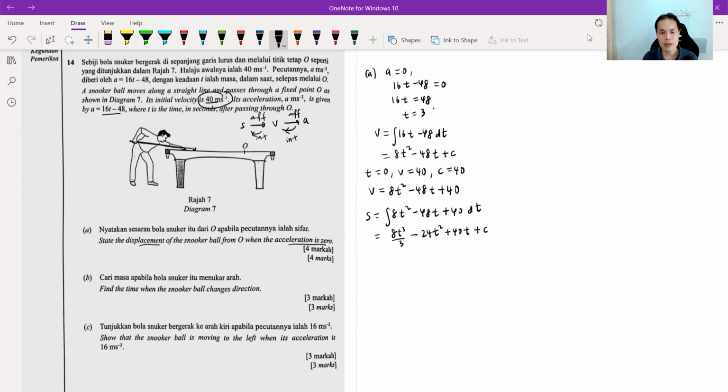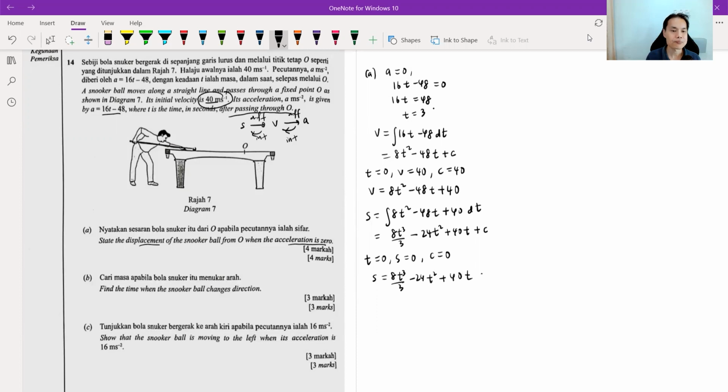Now, to find the value of c here, we sub in. We know when you start the clock, t is 0. Your s in this case is 0. Why is it 0? Because they say after passing through point O. O is your starting point. So if I put 0 inside s, t is also 0. Therefore, my c is also 0. My displacement is therefore 8t cubed over 3 minus 24t squared plus 40t.